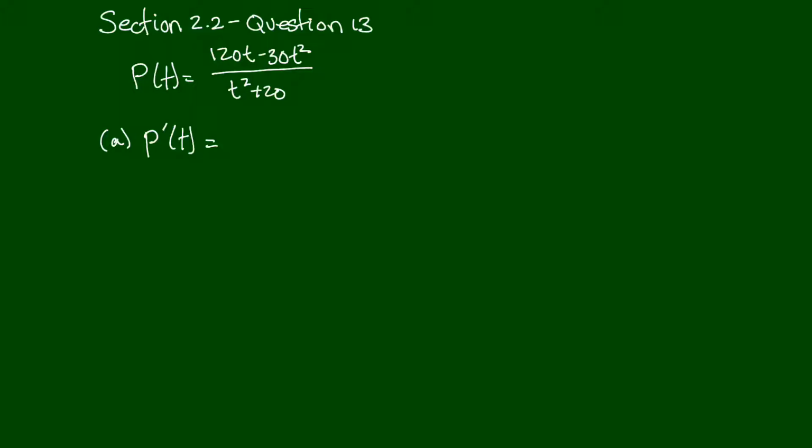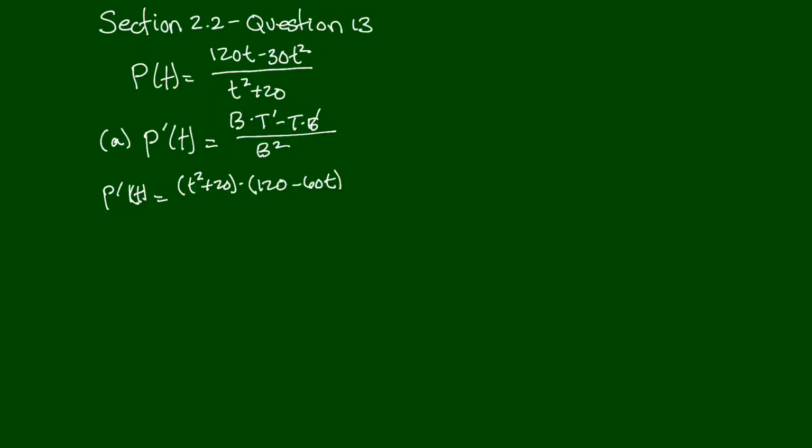Now, this function is, as you can see, a quotient. So it's going to be the bottom times the derivative of the top minus the top times the derivative of the bottom over the bottom squared. Let's see what we have. So P prime of t, our marginal profit, will be the bottom, t squared plus 20, times the derivative of the top. The derivative here is just t to the first, so that's the coefficient, 120. And then here, we'll bring the 2 down as a multiplier. We'll get negative 60, t decreased by 1, so negative 60t.